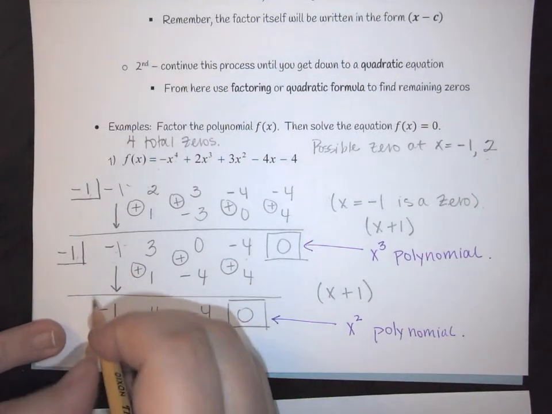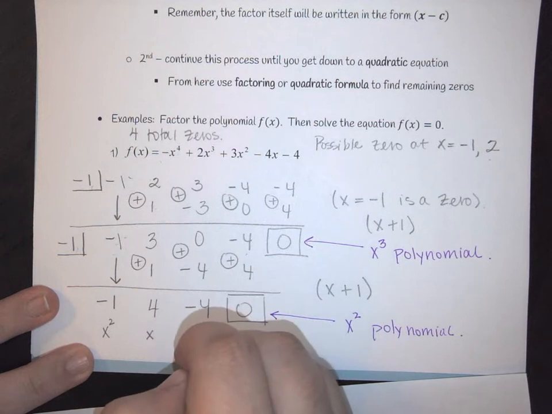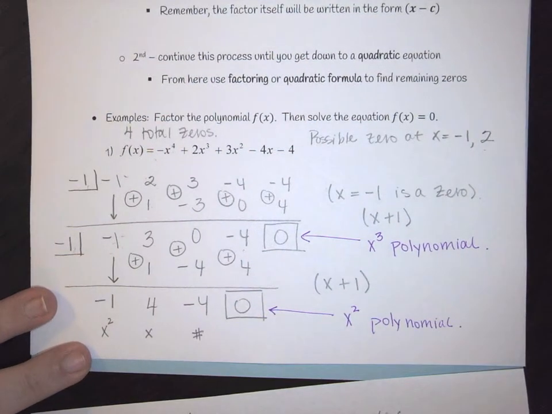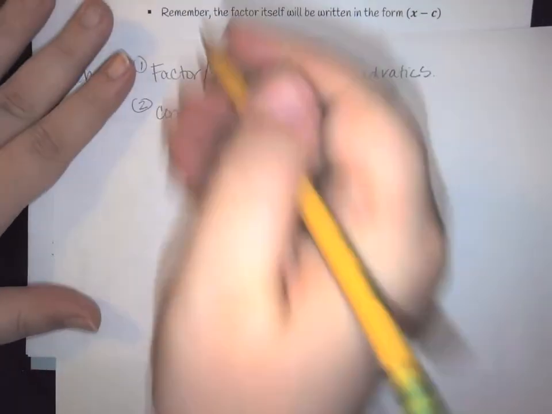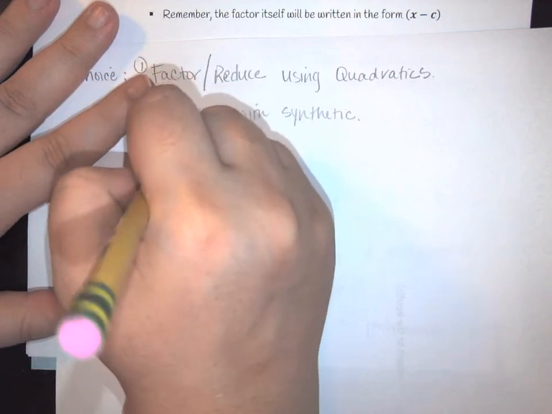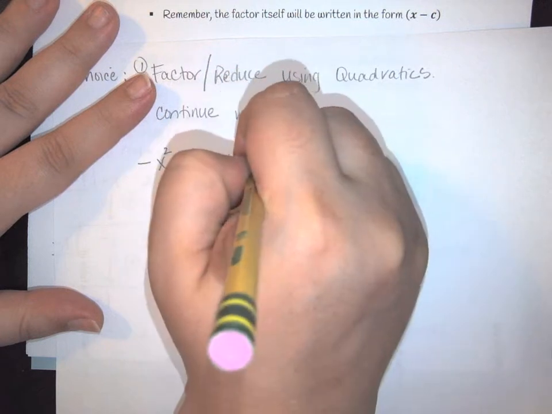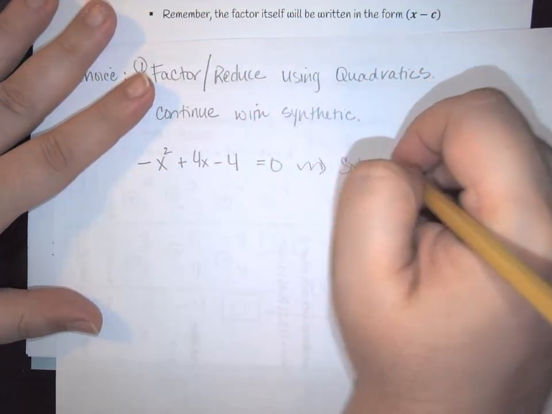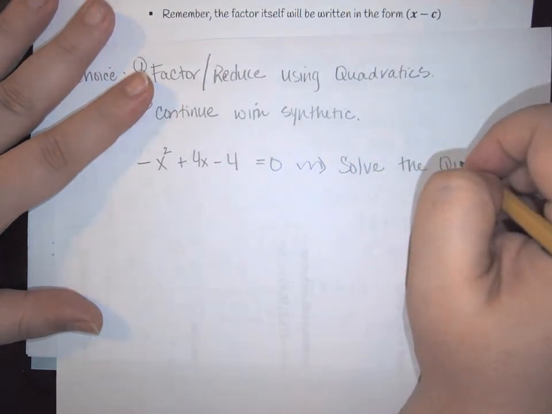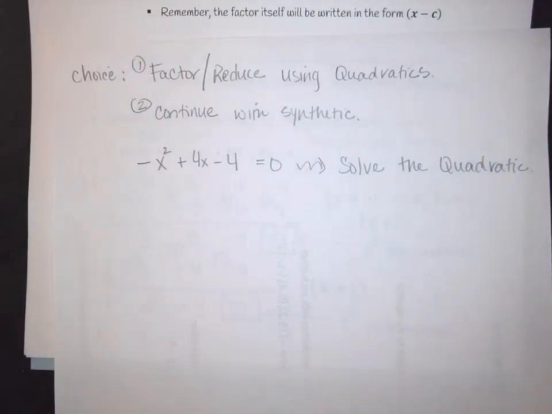So what do I have here? This is the x squared term. This is an x. This is your constant. So I have -x squared plus 4x minus 4. So I would go ahead, -x squared plus 4x minus 4 equals 0. I would solve the quadratic by using any means necessary.